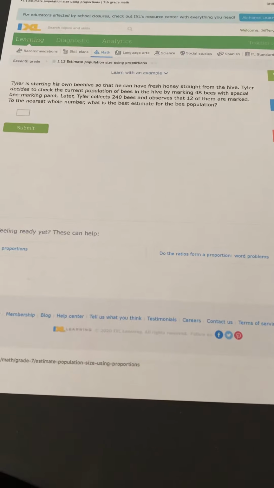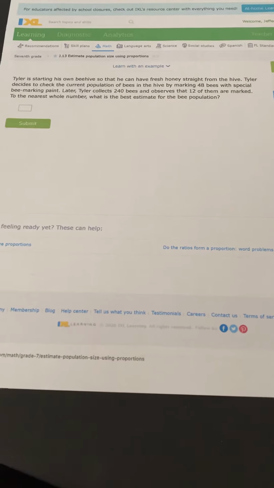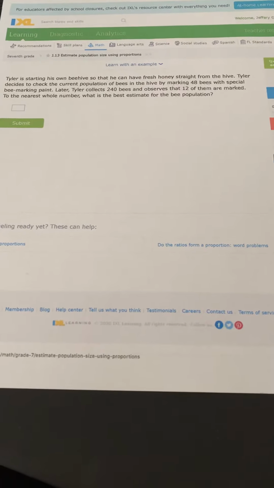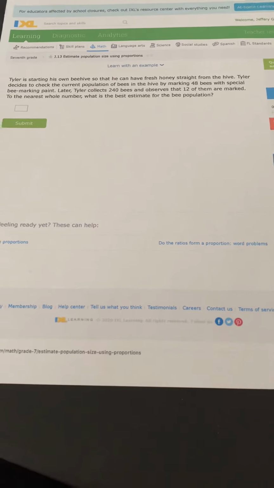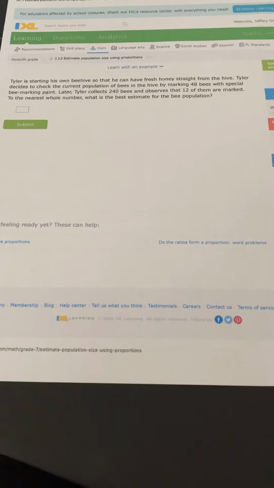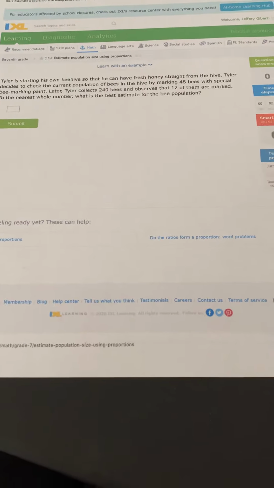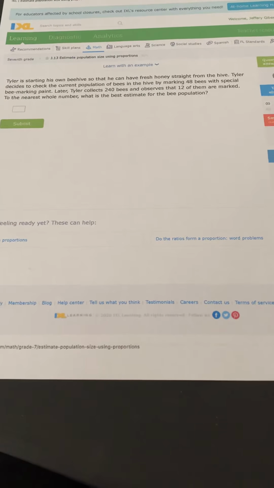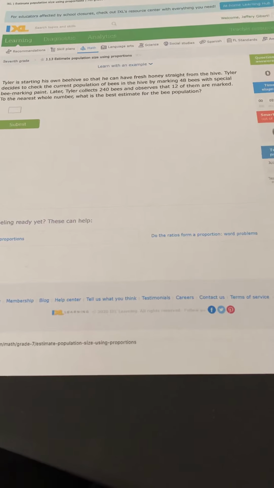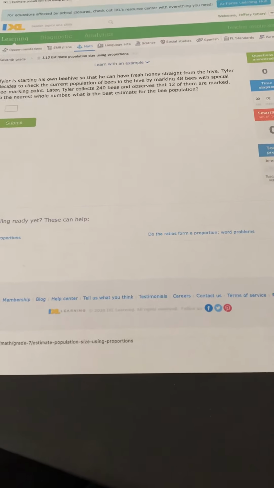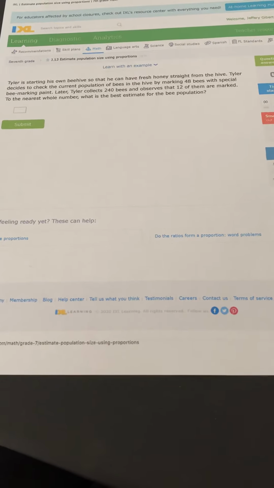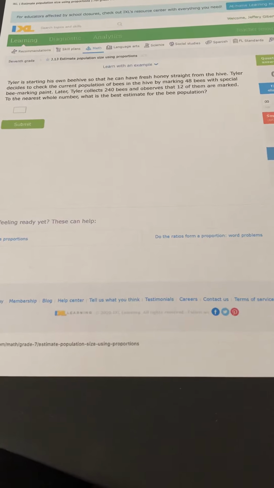Estimate population size using proportions. Tyler is starting his own beehive so that he can have fresh honey straight from the hive. Tyler decides to check the current population of bees in the hive by marking 48 bees with special bee marking paint. Later, Tyler collects 240 bees and observes that 12 of them are marked. To the nearest whole number, what is the best estimate for the bee population?